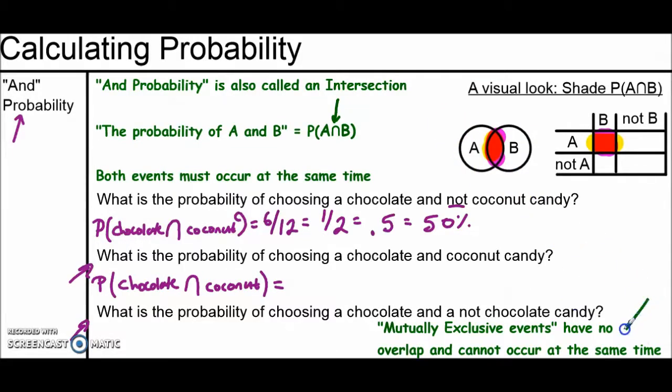Mutually exclusive events have no overlap and cannot occur at the same time. For example, you can't have a candy that's both chocolate and not chocolate at the same time. Those are mutually exclusive. And it turns out whenever you want the probability of two mutually exclusive events, such as chocolate and not chocolate with the complement symbol up here, the probability is always 0.